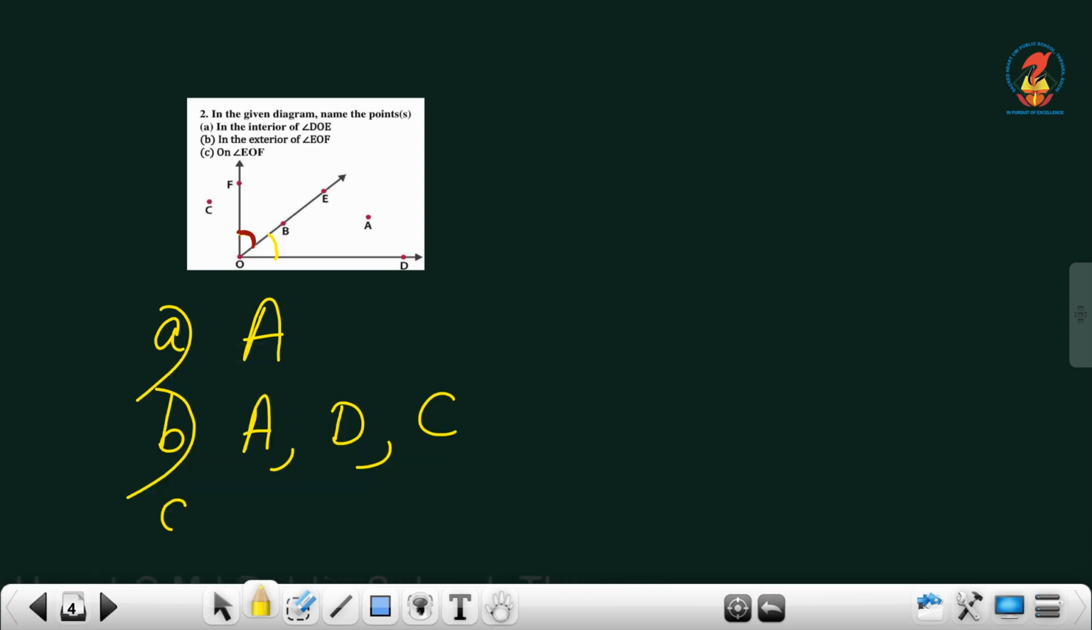Okay. Now, what is the third question? Question C: on angle EOF. On this particular angle.